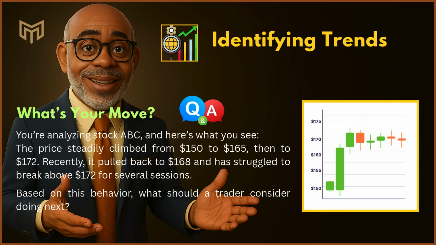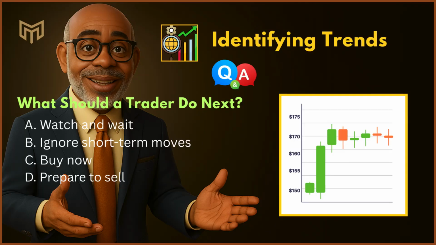Here's a quiz question. You're analyzing stock ABC. The price steadily climbed from $150 to $165, then to $172. Recently, it pulled back to $168 and has struggled to break above $172 for several sessions. Study the chart and consider what a trader should do next. Based on what you see, what's the most appropriate response?